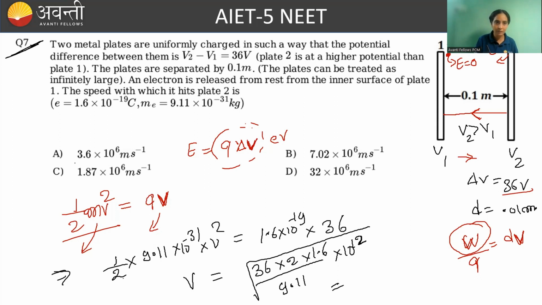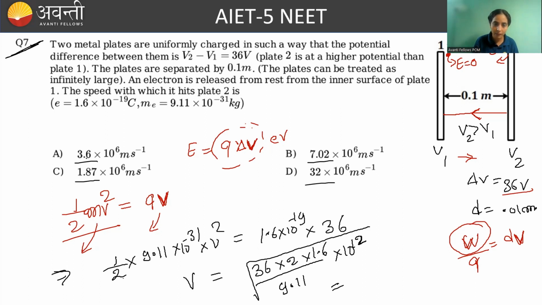So here you see the options: option A, 3.6 into 10 to the power 6, 7.02, 1.87, 32. So no option is very close. Each option has a difference of 2 units, right? Here also there is a difference of near about 2 units, and 3.6 and 7.02 are almost half. So there is a considerable difference. And if there is a considerable difference in the options, you can go with small approximations. So in place of 9.1, what I'm going to put here is 9. Okay. So what will it become?